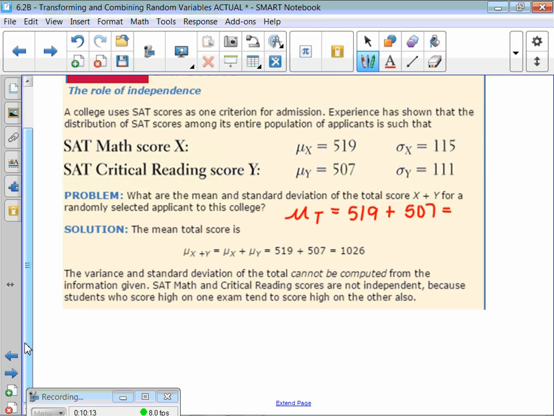So, if they are not independent, you cannot calculate the standard deviation. All right? So the variance and standard deviation of the total cannot be computed from the information given. SAT math and critical reading scores are not independent. Students who score high on one exam tend to score high on the other.